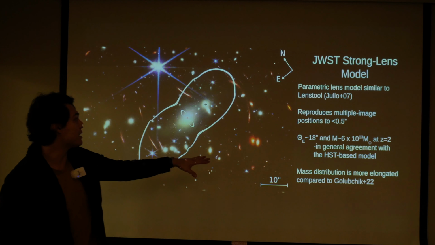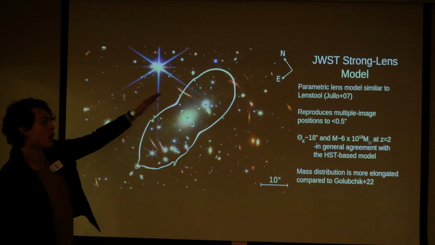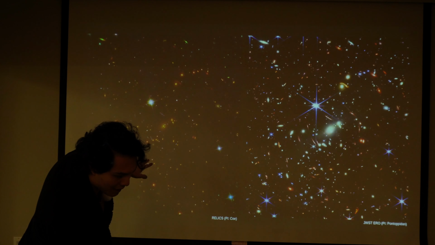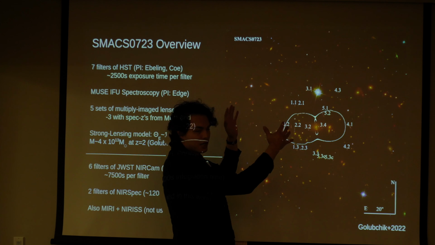But where I think that things get very interesting is that you can see I've now mapped out a contour of constant mass here. And it's a lot more elongated compared to the one that we had before. So this one, I think, is still some degree of elongation, but it's a lot fatter.